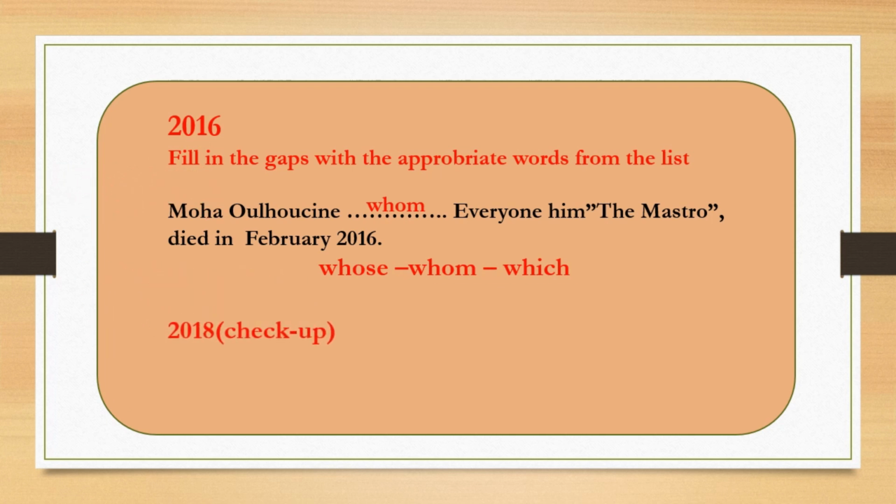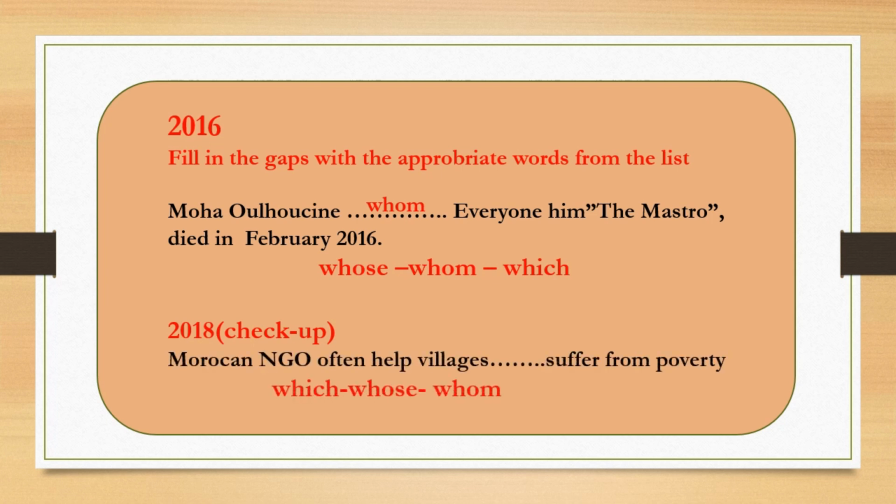2018 this is check-up exam دورة استدراكية. We have Moroccan NGO often help villages suffer from poverty. Villages is impersonal noun, suffer is verb. That's why we use which. بالنسبة لهذه الجملة هذه عندنا villages اللي هي اسم غير عاقل وعندنا السفر اللي هو فعل غنديرو which. في الأصل ديالها Moroccan NGO help villages ولا they suffer from poverty. That's why we use which.